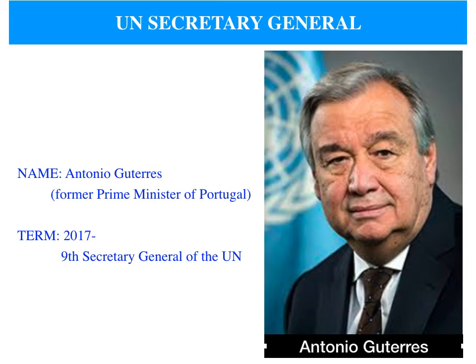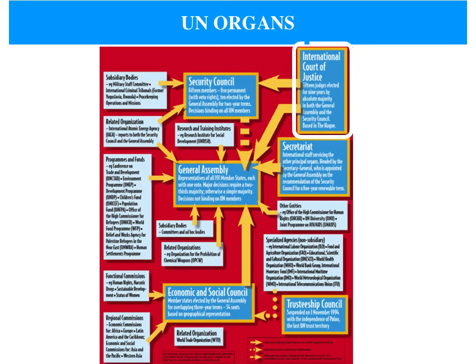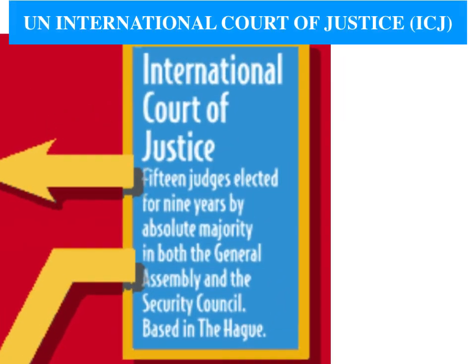Next, we have the International Court of Justice. The International Court of Justice is the judicial organ of the United Nations, and it is based in The Hague, Netherlands. And why am I focusing on this? Because out of these 6 organs of the United Nations, this is the only organ which is not located in New York, USA. With the exception of this one, all the other 5 organs are located in New York. Now this court consists of 15 judges elected for 9 years by absolute majority, both in the General Assembly and the Security Council.